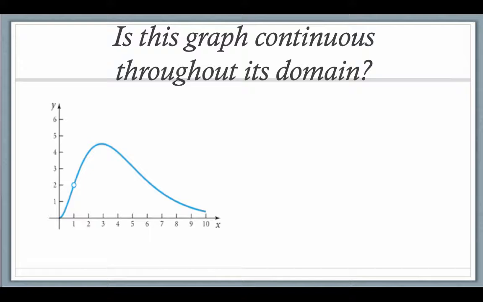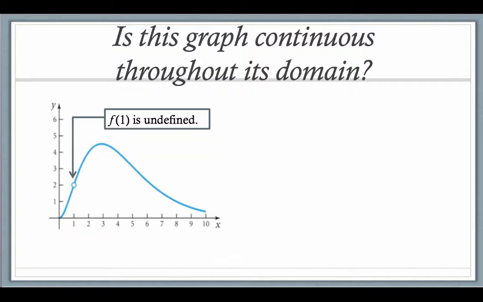So let's take a look at a few graphs and decide whether those graphs represent functions that are continuous. So is this graph continuous throughout its domain? In order to determine if a function is continuous throughout its domain, we're going to go through those three criteria. Does the function exist at every point in its domain? Does the limit exist? And are they the same value?